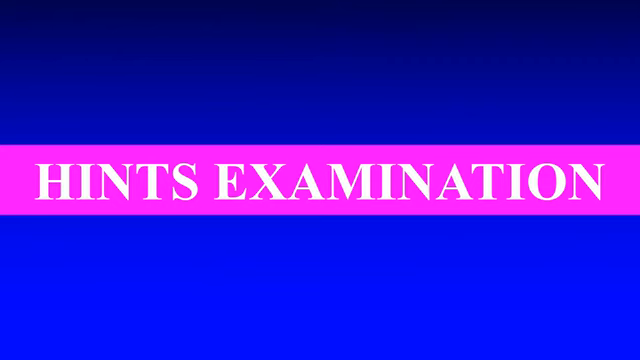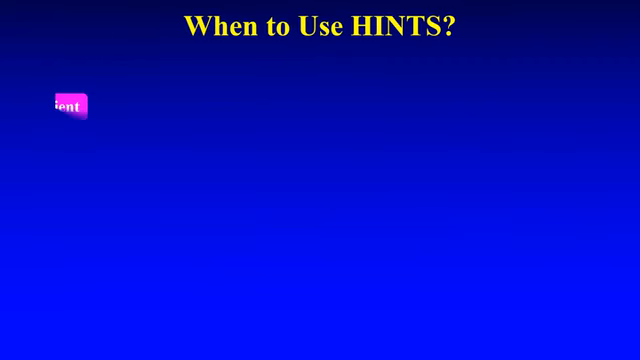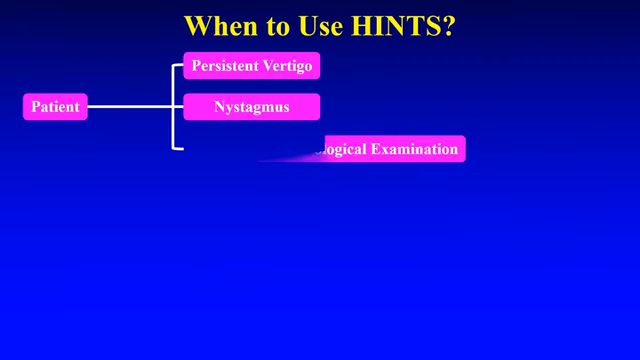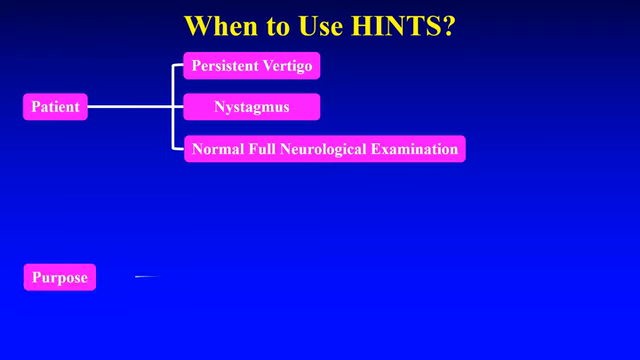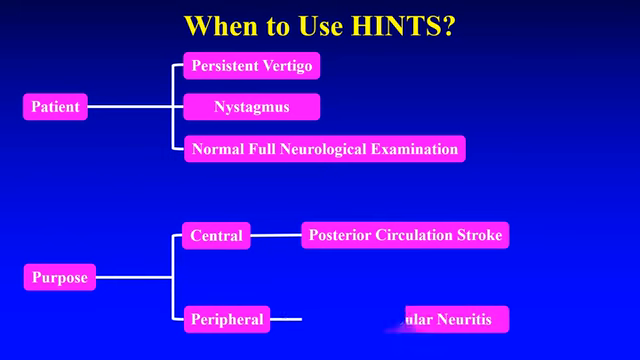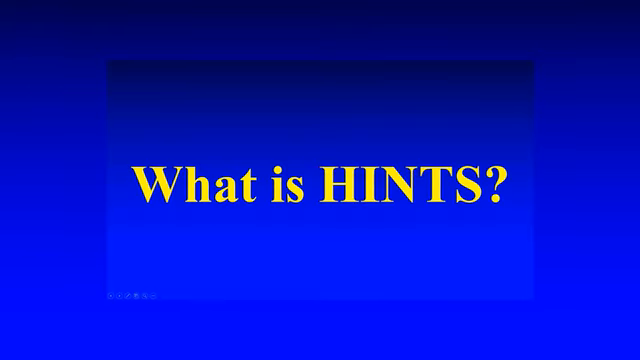Removing it here. So the HINTS examination. When to use HINTS? A patient who is acutely dizzy with persistent vertigo, more than 24 hours, there is nystagmus, and a normal full neurological examination. The purpose is to differentiate the central causes of AVS, that is the posterior circulation stroke, from the peripheral cause, that is acute vestibular neuritis, which is now called acute unilateral vestibulopathy. What is HINTS? I have explained this in a 3-minute video here.